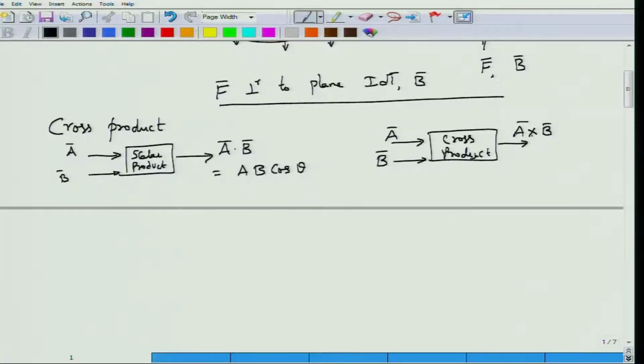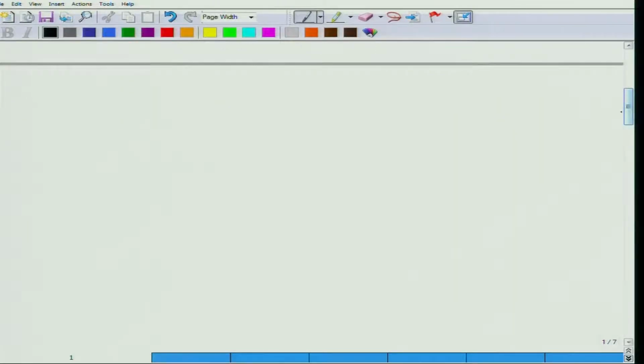So, cross product is denoted by A cross B and is defined as magnitude of A into magnitude of B sin theta, and in the direction which is perpendicular to the plane that contains both vectors A and B. So, pictorially cross product looks like this.